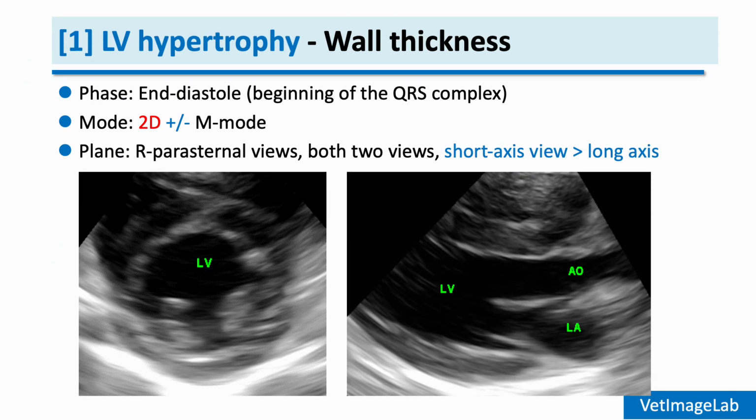Now let's go step by step through each echocardiographic parameter that we evaluate in clinical practice. First, we assess left ventricular hypertrophy. We measure wall thickness at end diastole using either the right parasternal long axis or short axis view with two-dimensional or M-mode imaging. Short axis on two-dimensional imaging is generally preferred, as it provides more accurate and reproducible measurements by ensuring better perpendicular alignment.